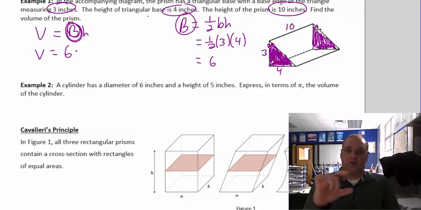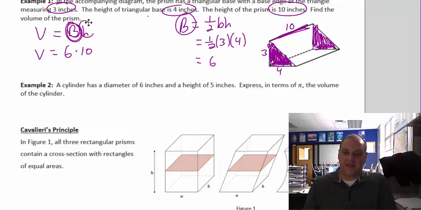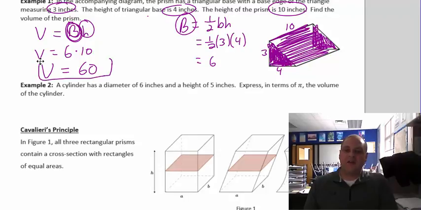It's 2 congruent bases. Now the height of the prism is this 10 right here. That's the distance between the bases. So it's going to be times 10. That's the h. And then the total volume of my prism, the space inside, is going to be 6 times 10, which should be 60. So again, to find the volume, it's going to be base area times height.